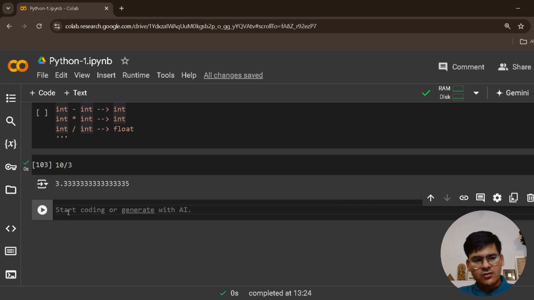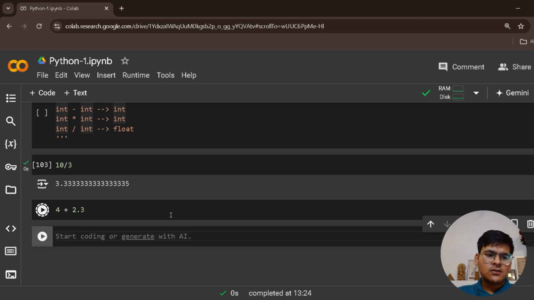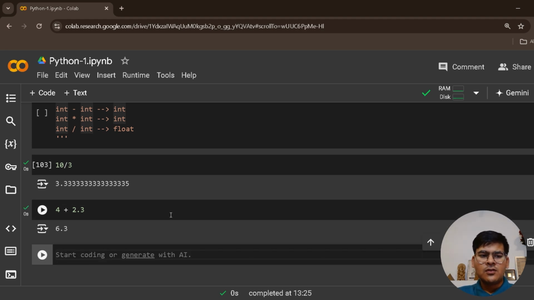The second interesting thing is, suppose you perform 4 plus 2.3, an integer plus a float. If you run this, it becomes 6.3. What is the logic? When you add an integer to a float, both are numbers, so addition can be performed. But the result will be a float because there is a possibility of having a fractional part, and that's why the answer will be a float.